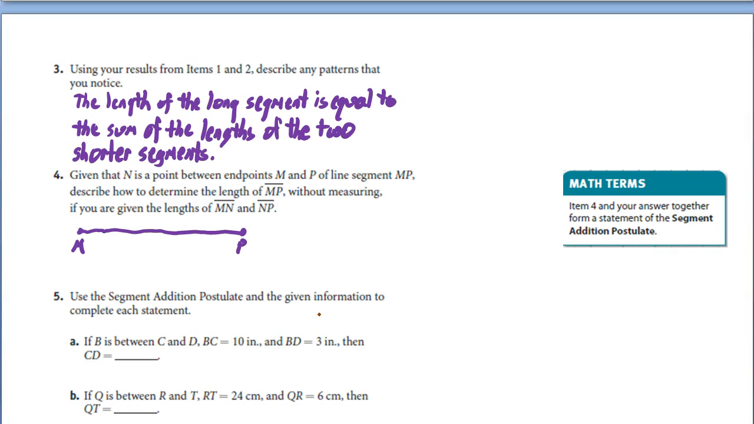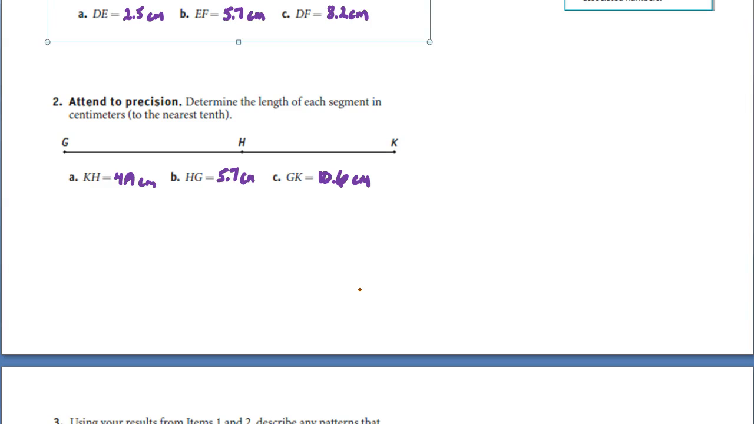Number 3, using your results from items 1 and 2, describe any patterns that you notice. So let me scroll back to number 2. In this drawing, there's a long segment from G to K. The letter H is kind of in between them. And when we measured from K to H, so this second piece here, it was 4.9. When we measured from H to G, so this first section, that was 5.7. And when measuring from G to K, the entire segment, that's 10.6.